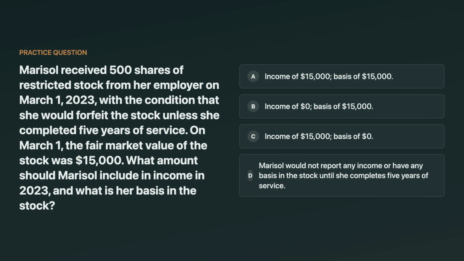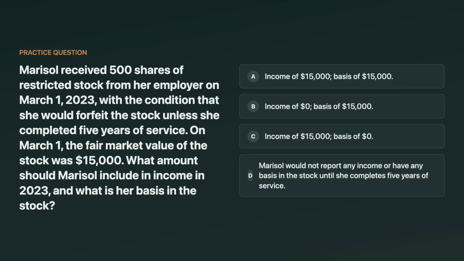Marisol received 500 shares of restricted stock from her employer on March 1, 2023, but she forfeits it unless she completes 5 years of service. The stock was worth $15,000 on March 1st. How much does she include in income in 2023, and what is her basis? Options range from including $15,000 now to reporting nothing until vesting.